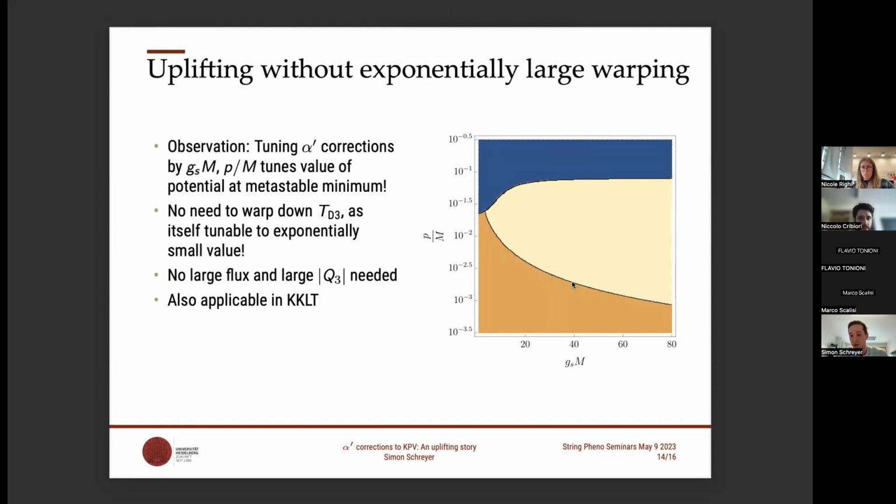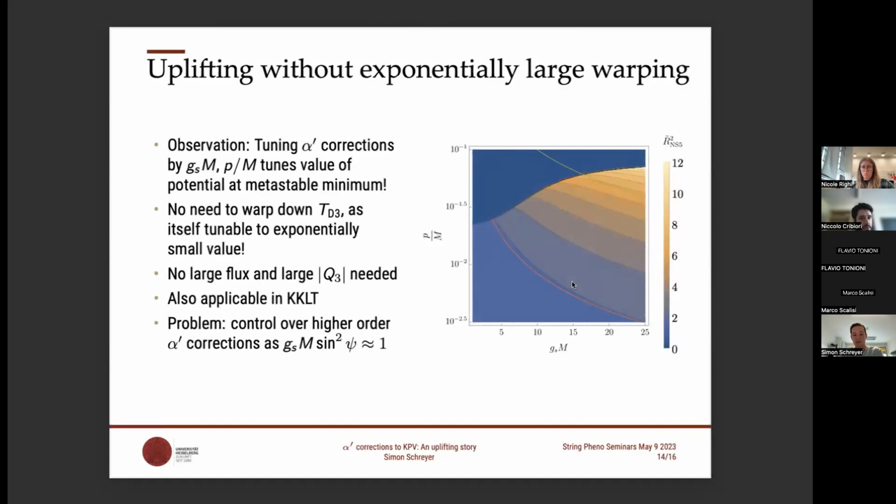This is something which is not only applicable in LVS, but also in KKLT. But as it is usually the case for seemingly working uplifting mechanisms in string Pheno, we find ourselves at the very boundary of control, because, as I also showed in this plot already, we have to go arbitrarily close to this red line here, where also higher order corrections become important, since this quantity GSM times sine squared psi is order 1. So this mechanism works at the very, very boundary of control.